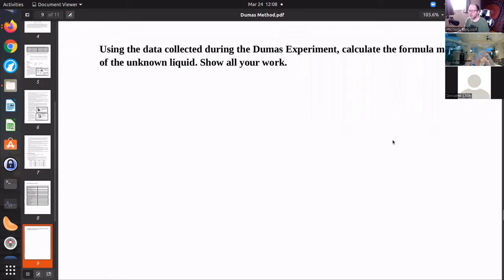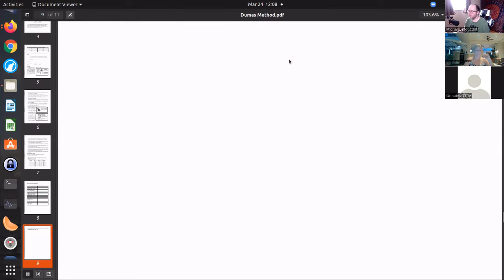After that, let's look at these questions real quick. Using the data collected during the Dumas experiment, calculate the formula mass of the unknown liquid, show all your work. So you're going to do that, right? So we talked about that. So that would be like following through with something similar to sample problem 1.